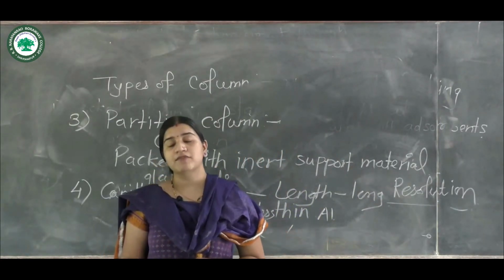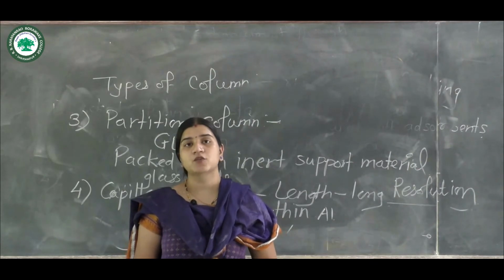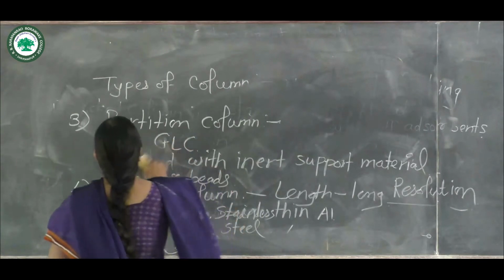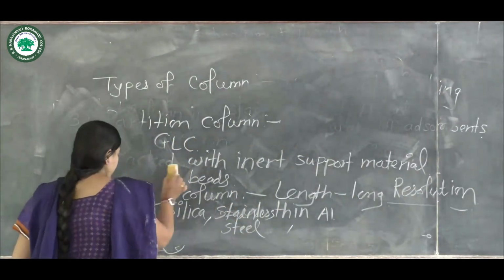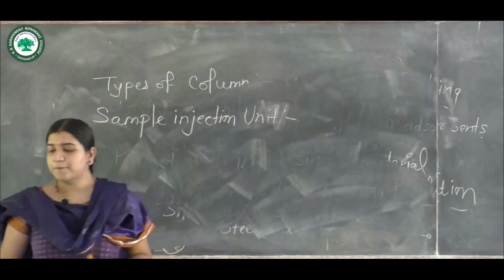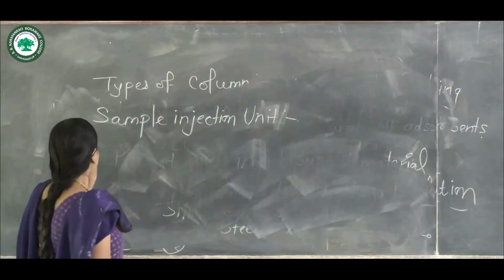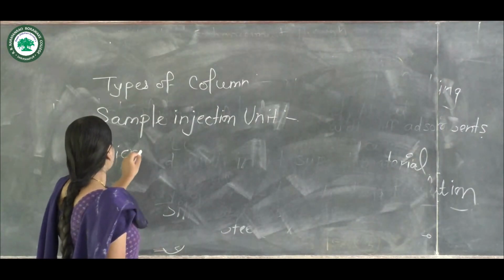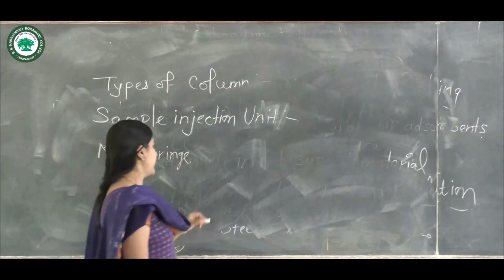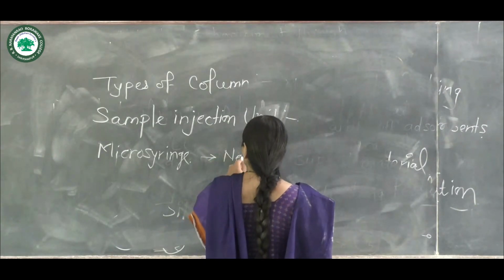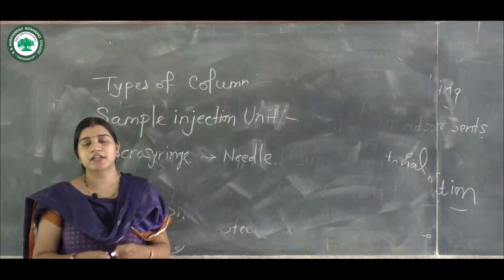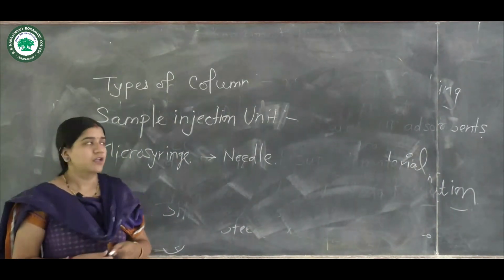Then the next point that we will discuss in detail is the sample injection unit. The next part in the instrumentation of GC is the sample injection unit. For sample injection, we have to consider the micro syringe. This micro syringe is provided with a needle, and with the help of the micro syringe, the sample is injected inside the column.